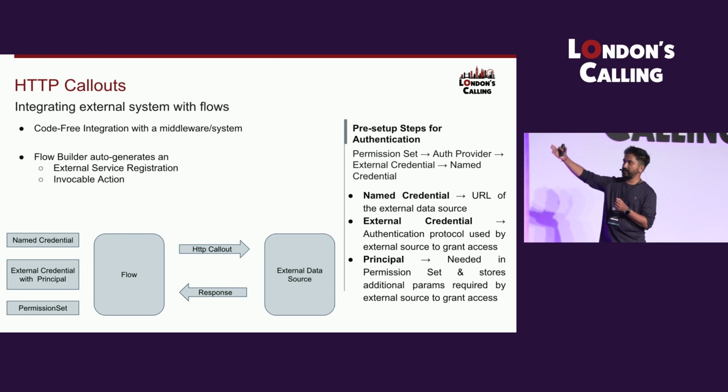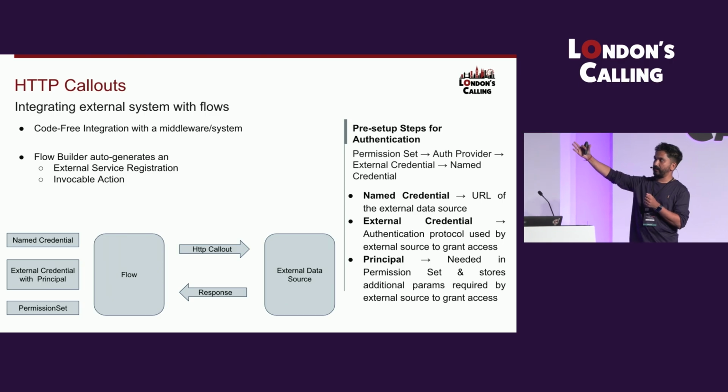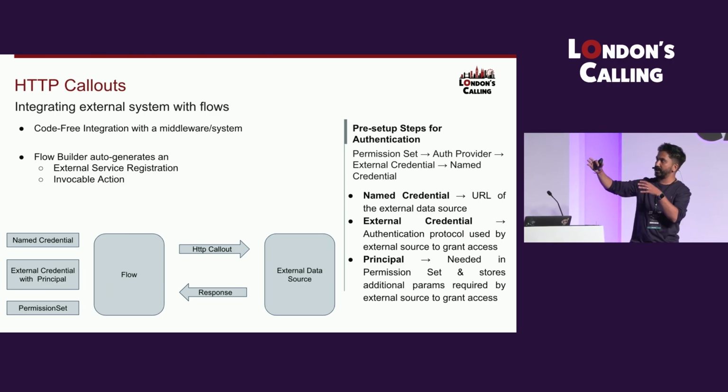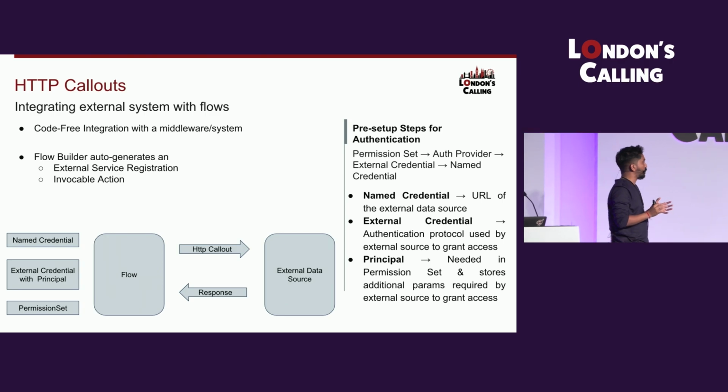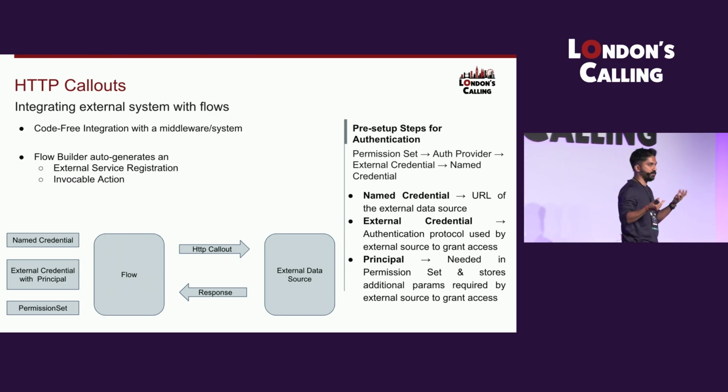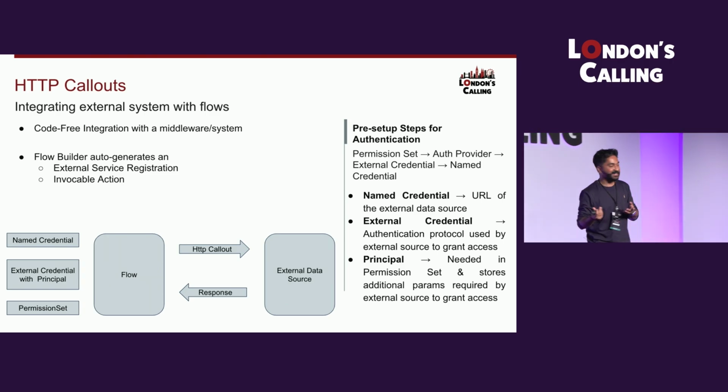So if you see the picture there, on the left-hand side: name credential, external credential, permission sets, and the flow. These are the things which are grouped together in a Salesforce instance, and then I have an external data source, which could be in Azure. If it is in Azure today, probably my demo wouldn't work today though. But yeah, it could be in any of the other instances, or it could be another Salesforce instance.